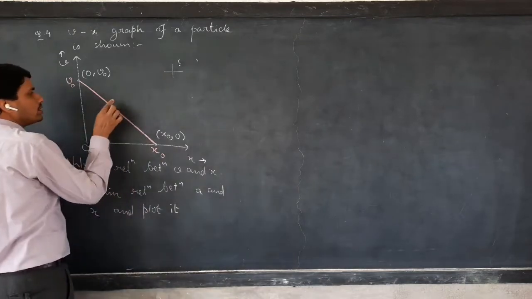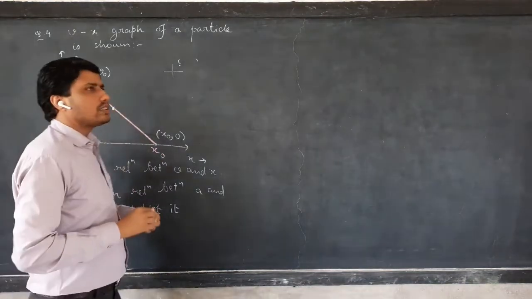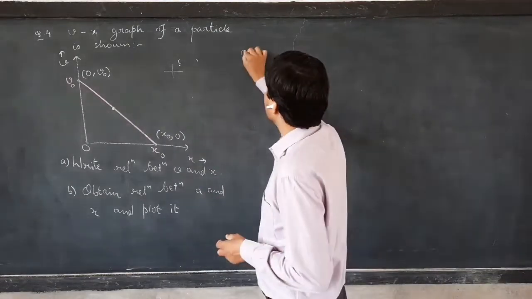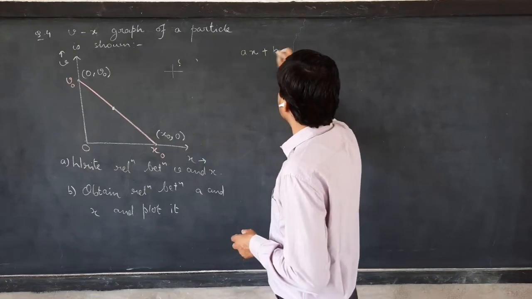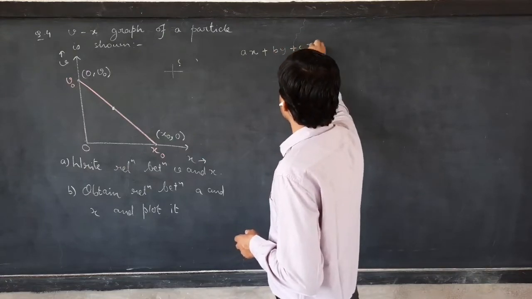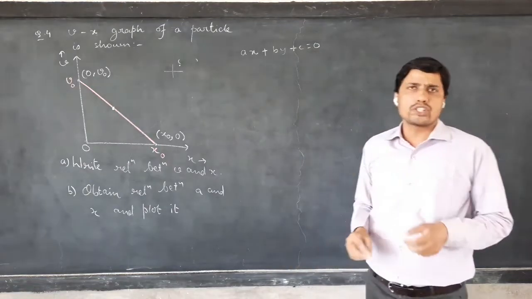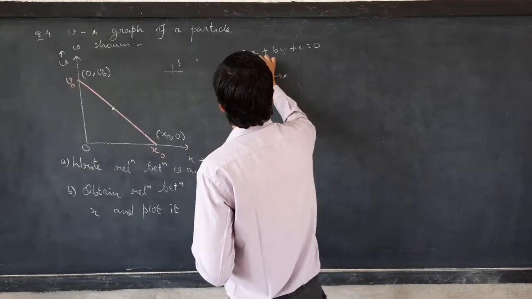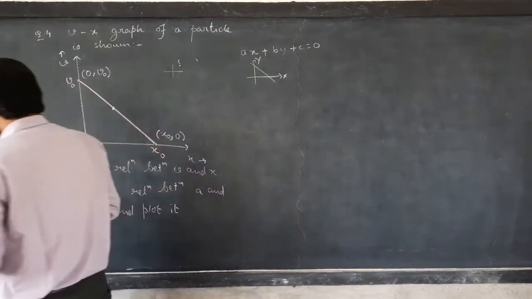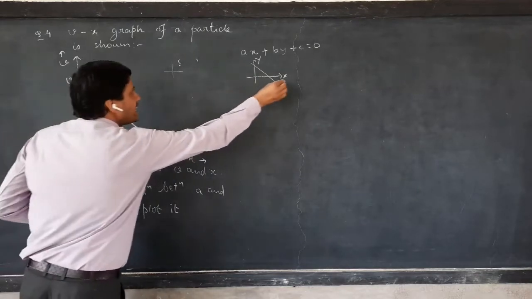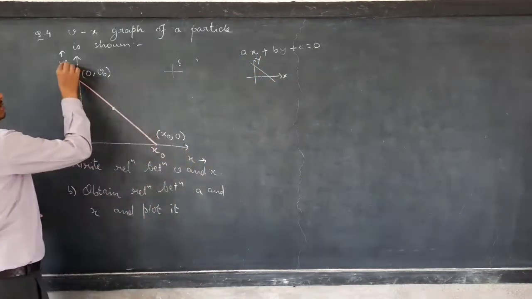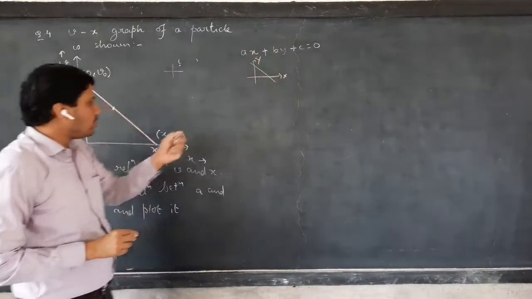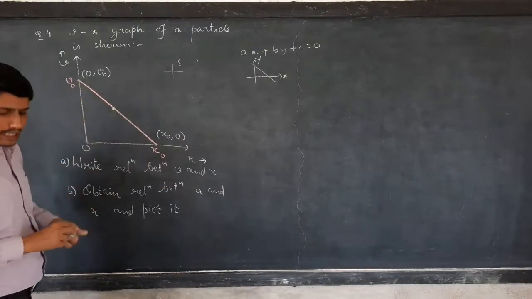I'll choose one general point. In class 10th or earlier classes, you might have read that the equation of a straight line is of this form: some constant into x, plus some constant into y, plus some other constant is 0. This is the general equation of a straight line, which has some slope, etc. Now instead of x and y, we have a parameter x and a parameter v. So here we need a linear equation in v and x.